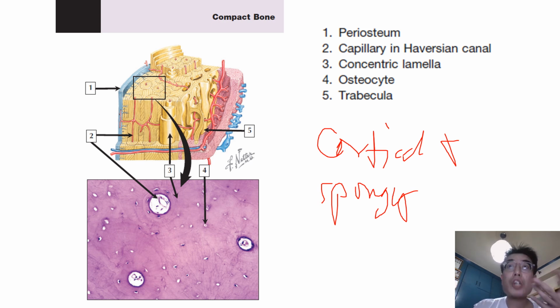It consists of a central Haversian canal, such as seen here. This is a Haversian canal, which contains small blood vessels and nerves in it, and is surrounded by 4 to 20 concentrically arranged lamellae. Shown here is a schematic of the cortical region of bone and the corresponding light micrograph of compact bone. Labeled as number 1 in the schematic is the periosteum of the bone, and 2 is a capillary inside a Haversian canal. 3 are the concentric lamellae surrounding the Haversian canal, and 4 is an osteocyte embedded in the lamella. And 5 is the trabecula of the bone.